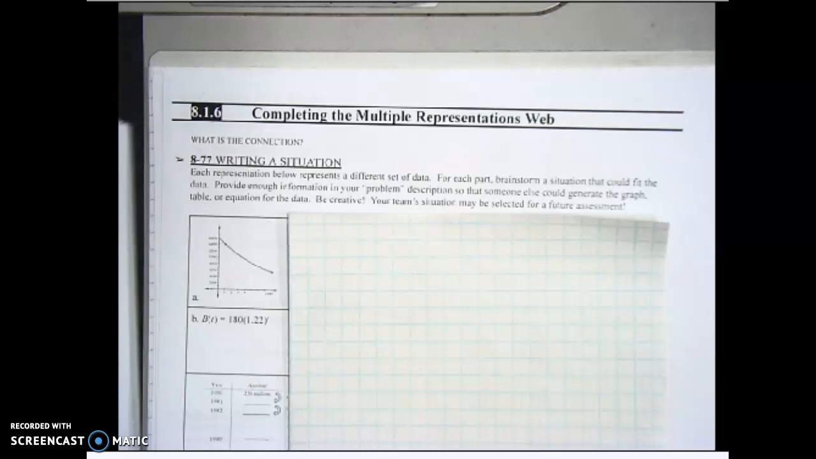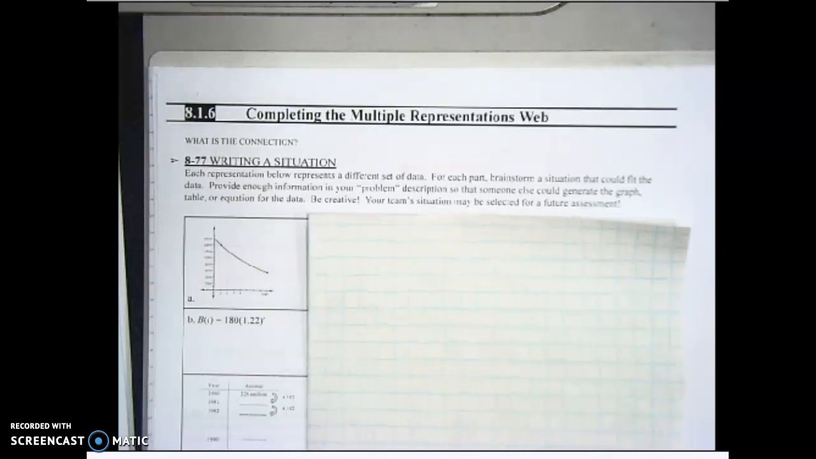IM1, which is titled Completing the Multiple Representations Web.